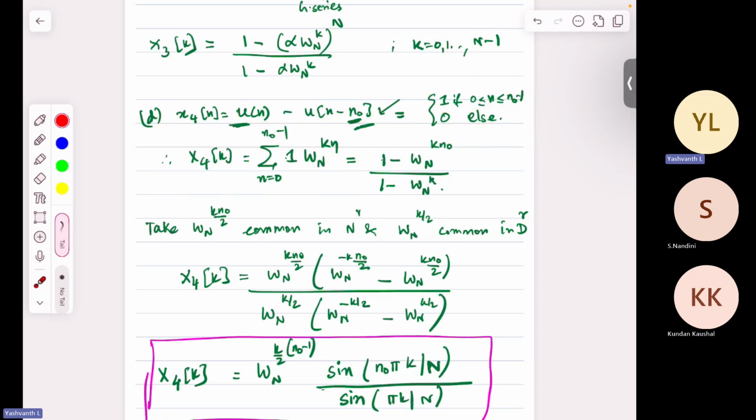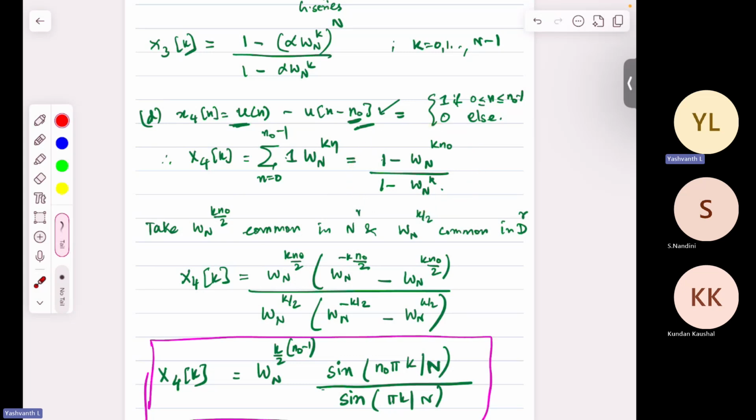Now we need to take the DFT for this function. So I'll use the formula for the DFT, that is summation over n equal to 0 to n naught minus 1 of twiddle factor power kn, and that is again a finite geometric series, so you can write this as 1 minus W_N power k n naught divided by 1 minus W_N power k.